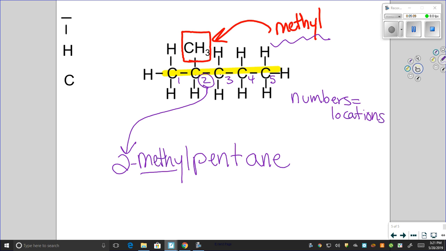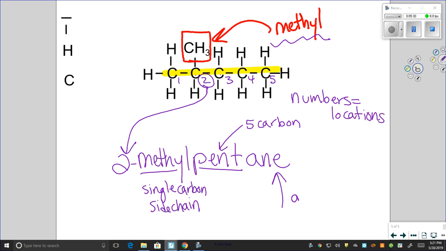Remember, this prefix means single carbon side chain. This pent means 5 carbons, and -ane means alkane. It really is like learning a new language. And that's it for alkanes and branching alkanes.